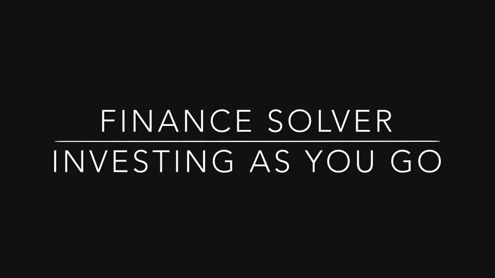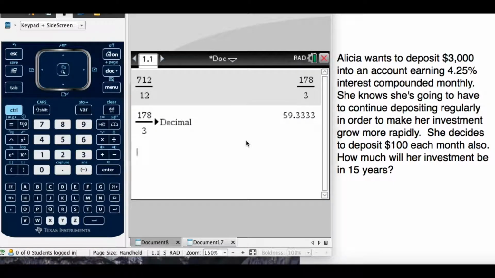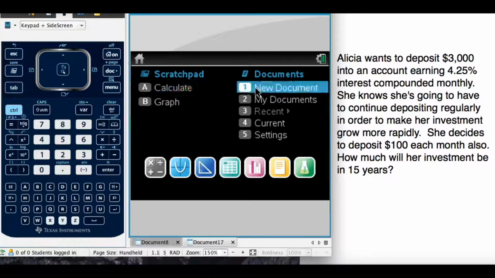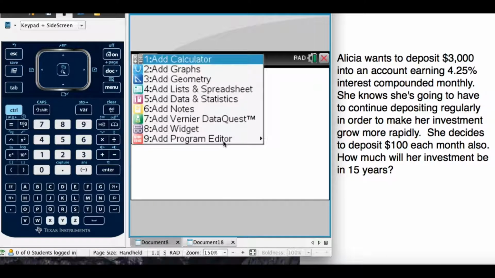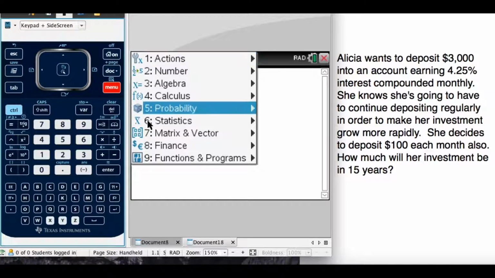Now, if we look at the finance solver in terms of investing as we go, here, Alicia wants to deposit $3,000 into an account earning 4.25% interest compounded monthly. She knows she's going to have to continue depositing regularly in order to make her investment grow more rapidly. So she decides to deposit $100 each month. How much will her investment be worth in 15 years?